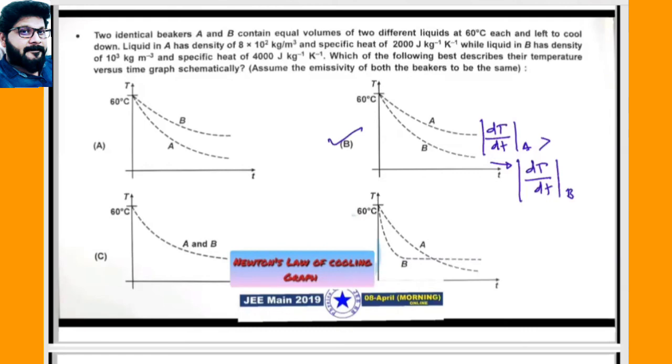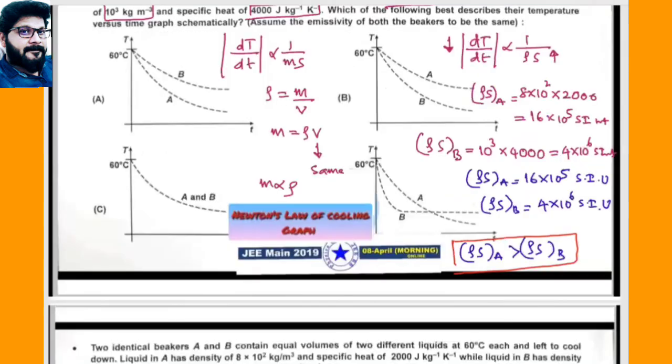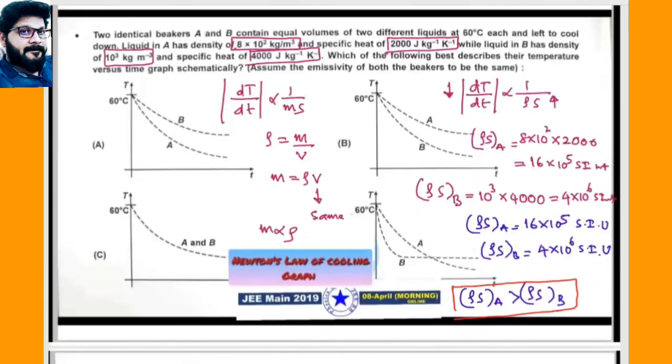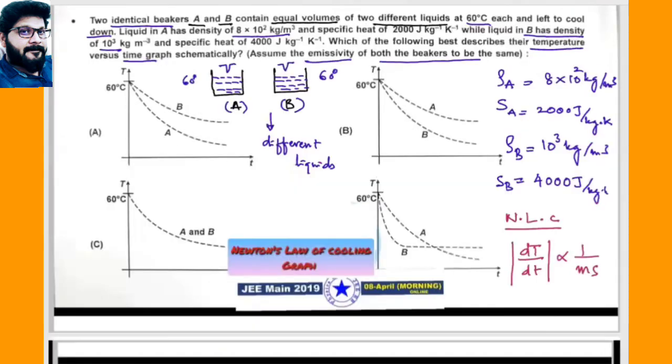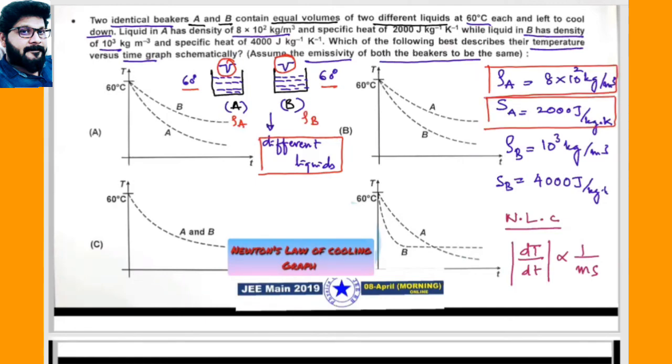So how I did it, you can check clearly, right? Using Newton's law of cooling for two different liquids. The volumes are equal. These are the two volumes, 60 degrees, 60 degrees. Temperatures are the same, and they are different liquids. When there are different liquids, densities are different. Now density and specific heat of A are given, and density and specific heat of B are given, right?